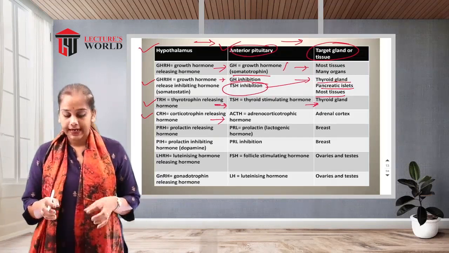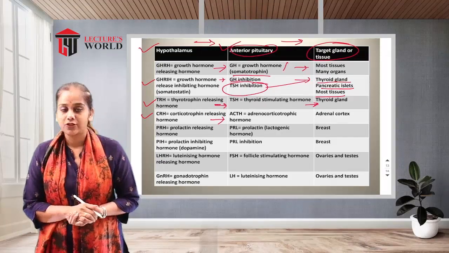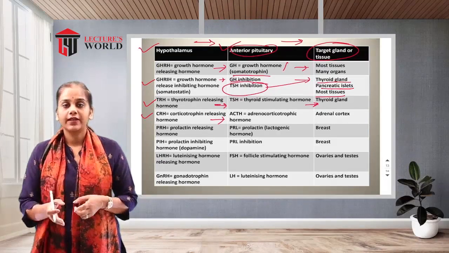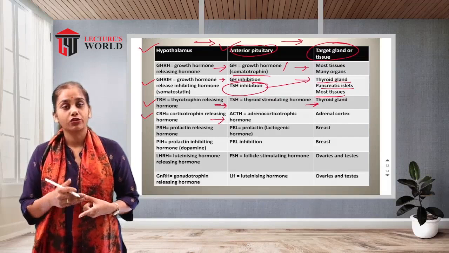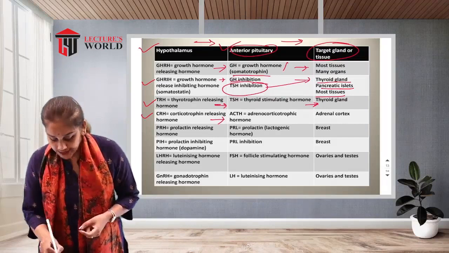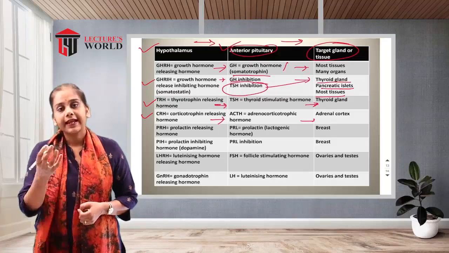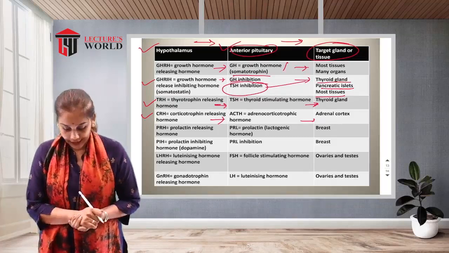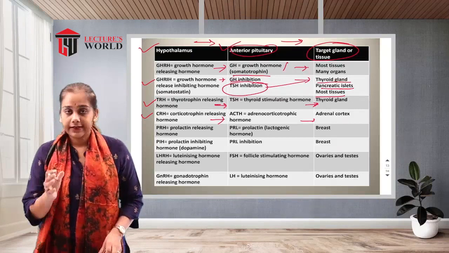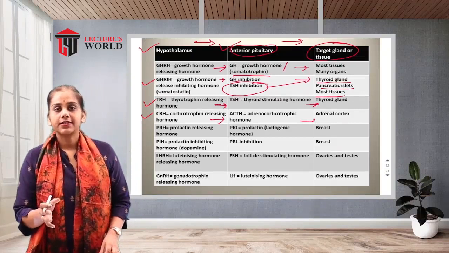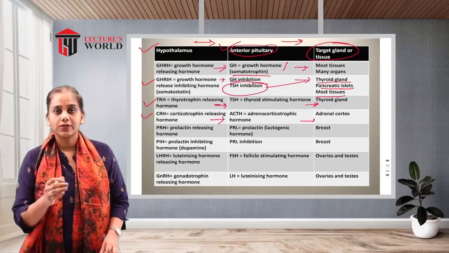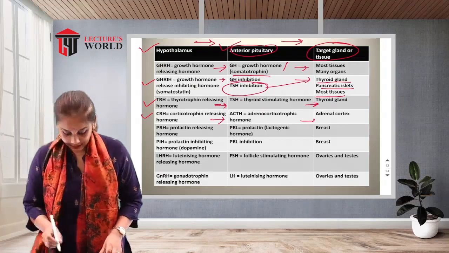The anterior pituitary gland secretes ACTH. What is the meaning of ACTH? Adrenocorticotropic hormone. This hormone goes directly to the adrenal cortex and is then secreted into the body. What is the adrenal cortex? It is the adrenal gland, located above the kidney.